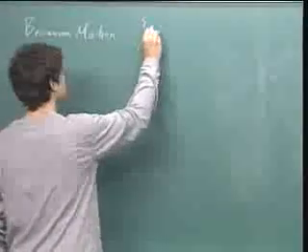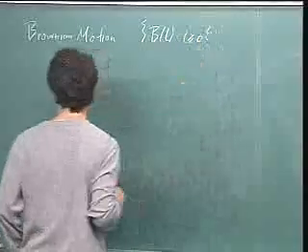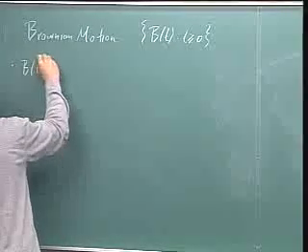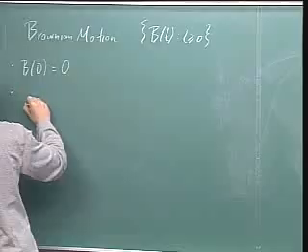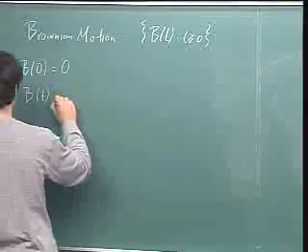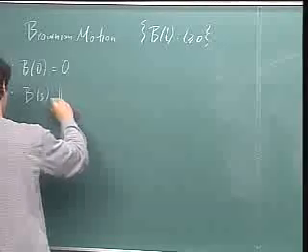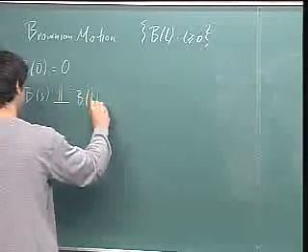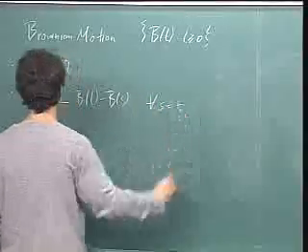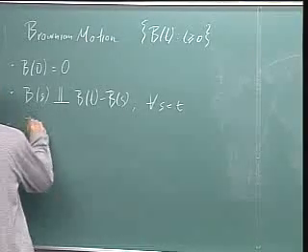So it's a stochastic process, of course. Let's refer to it as B of t, and it has the following properties. At 0, it's equal to 0. Then it has independent increments, so for s less than t. And it also has stationary increments.